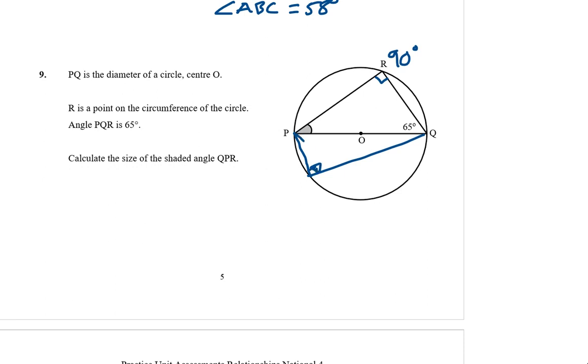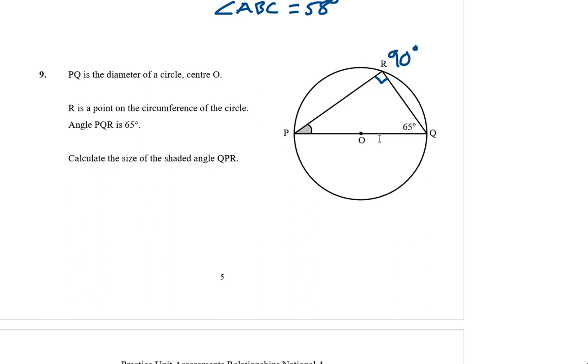If I was to draw this, that would also be 90 degrees. It wouldn't be 90 degrees if I was to draw this, with two lines like that, because the base of the triangle is not the diameter of the circle. So no, that's not 90.